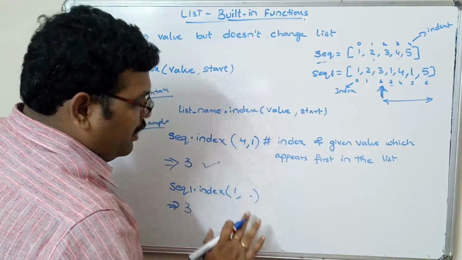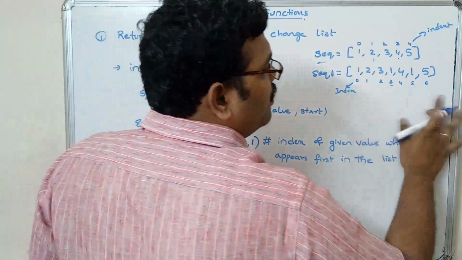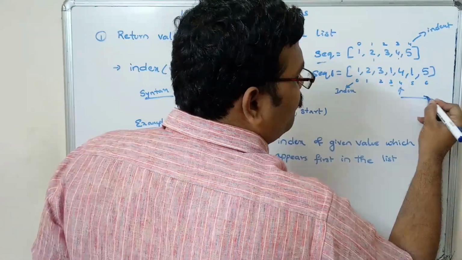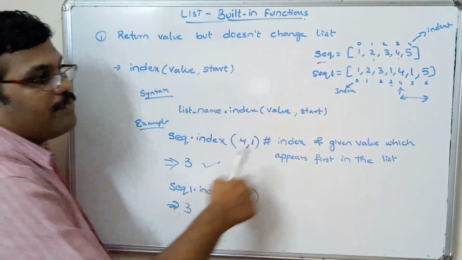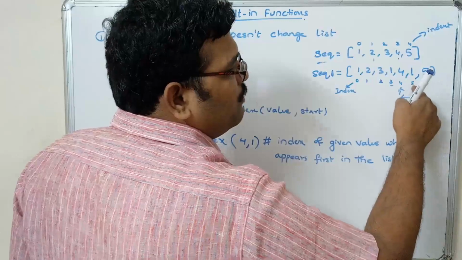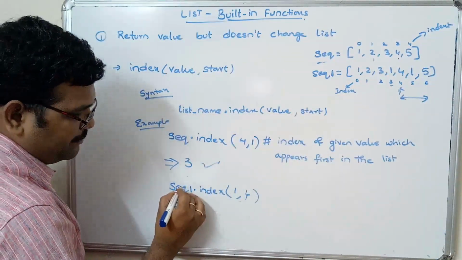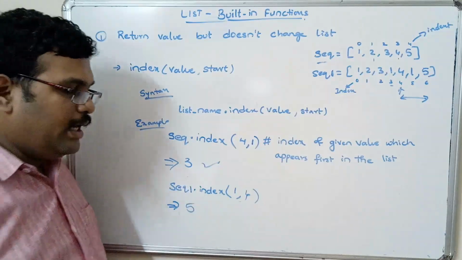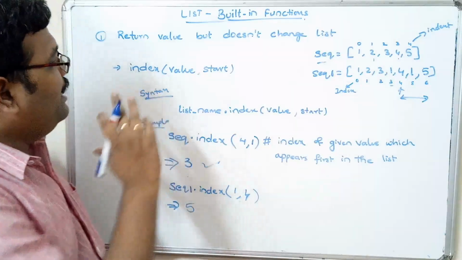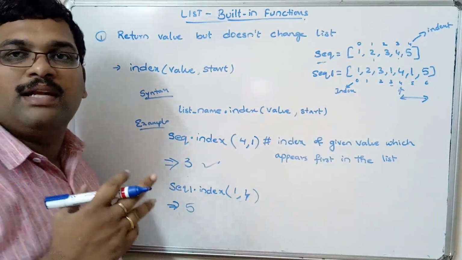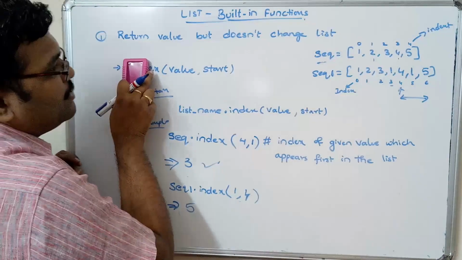And if we mention here 4, that means the range starts from 4 itself. We have to consider from 4 itself. So from 4, what is the index of 1? 5. So here 5 will be returned. Right? So hope you understood this simple thing. The two variants of index. One is with one argument, the second one is with value and starting argument. Right. Next.